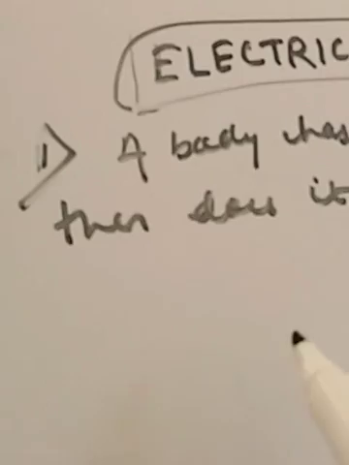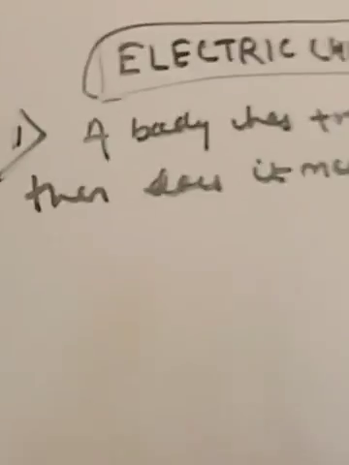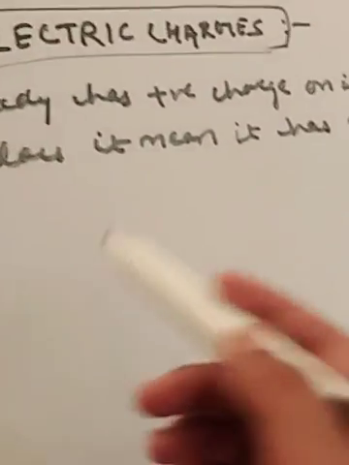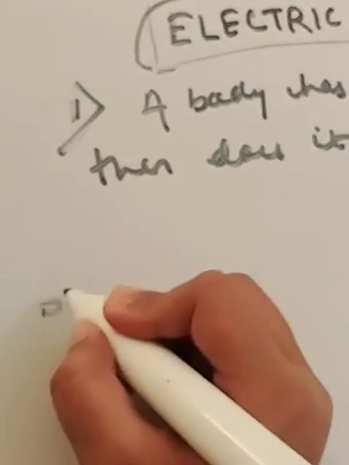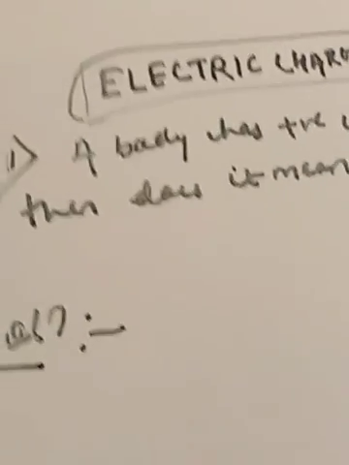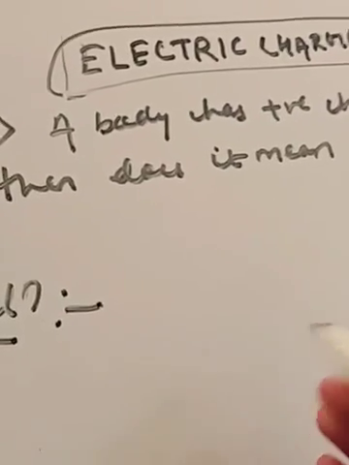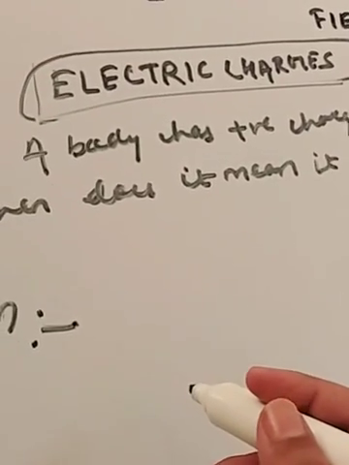Now the next question for you is, a body has positive charge on it. If a body has positive charge on it, then does it mean it has gained some protons or lost electrons? Just a simple one word answer. I am giving you time, do it. Please write your answer in the comments so that I can see how you are getting my points and understanding it.